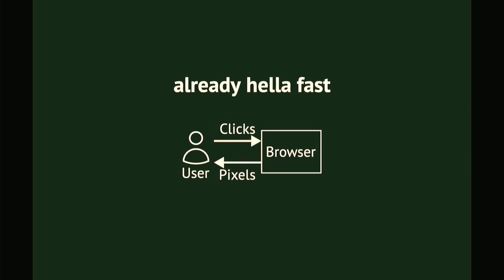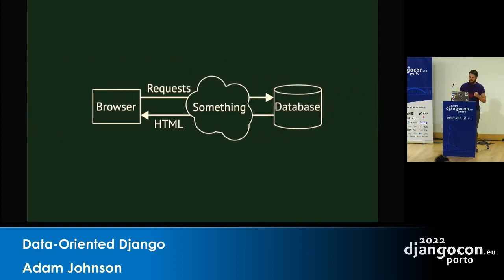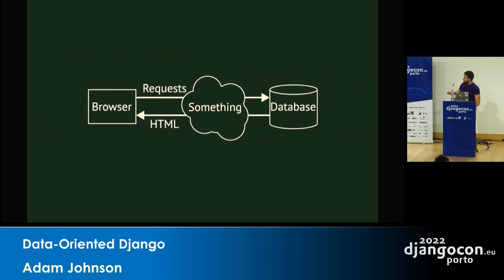Just like to note, I'm not going to put the user-browser interaction here. We don't have control of this loop, and it's also already hella fast. Like the browser is super optimized, written in C and Rust and whatever, and with a well-run web page, there's no noticeable lag for the user. So I'm going to skip that on the future diagrams. So yeah, we're just going to look at this.